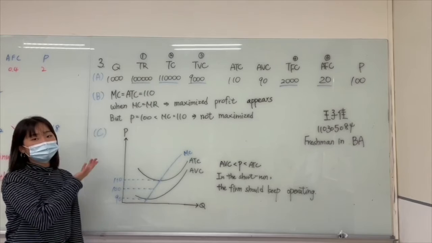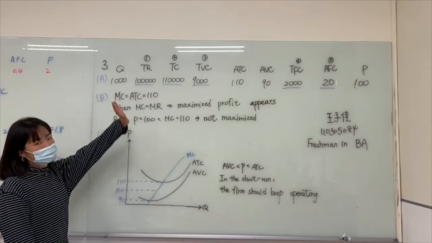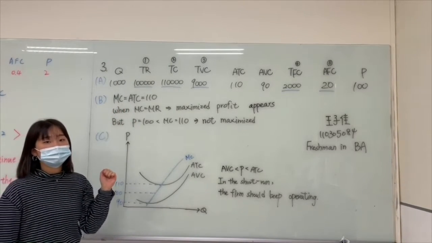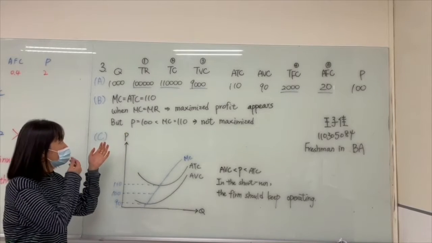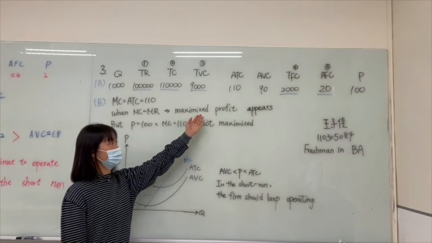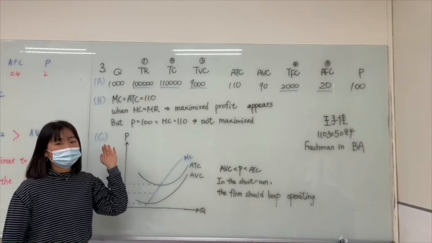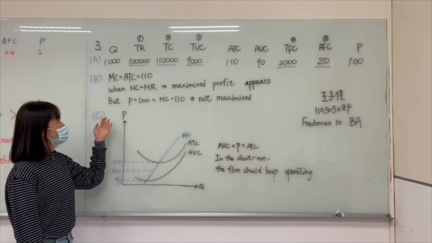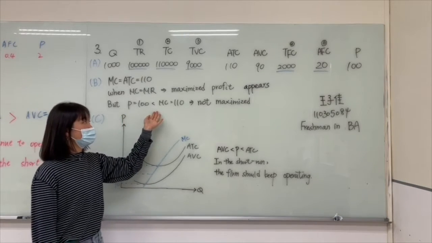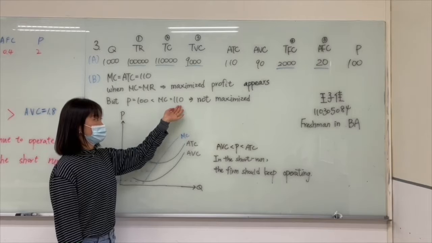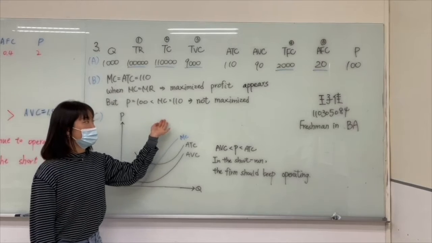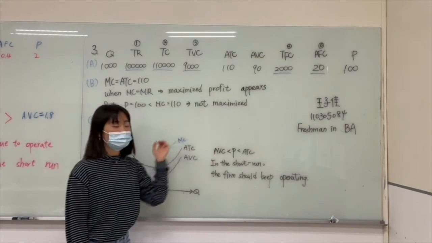For problem B, as the question has told, marginal cost equals average total cost, which is 110. When marginal cost equals marginal revenue, profit is maximized. But we don't know the marginal revenue in this problem, so we can use the price, which equals 100. It is less than marginal cost, which is 110.